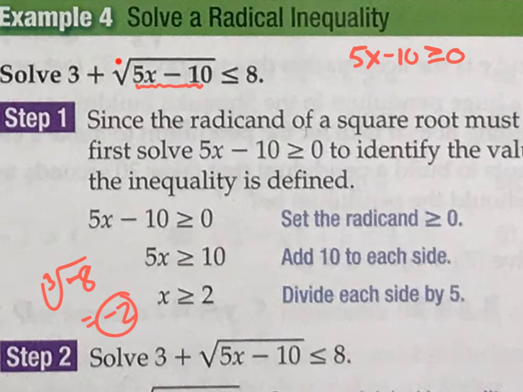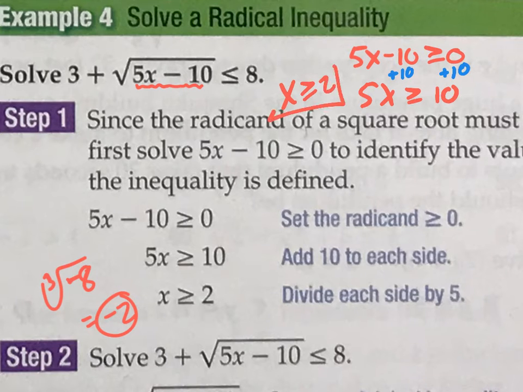So if I have an even root, I need to state that this inside value has to be greater than or equal to 0, and I will get an answer. What answer do I get on that one? Plus 10, 5x is greater than or equal to 10. Divide by 5. I get one answer. X is greater than or equal to 2. That's one answer right there. Okay, that's an area of answers.